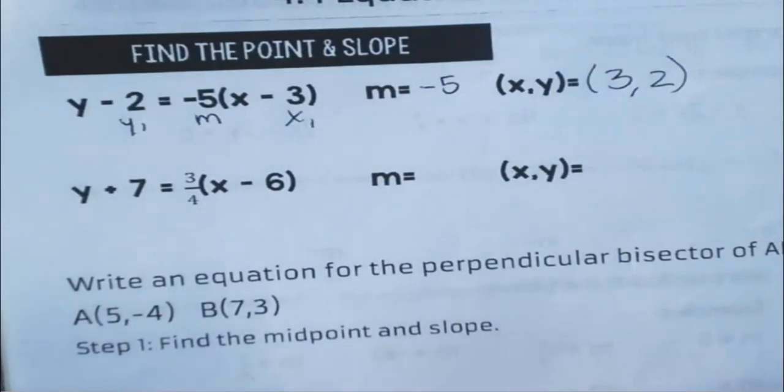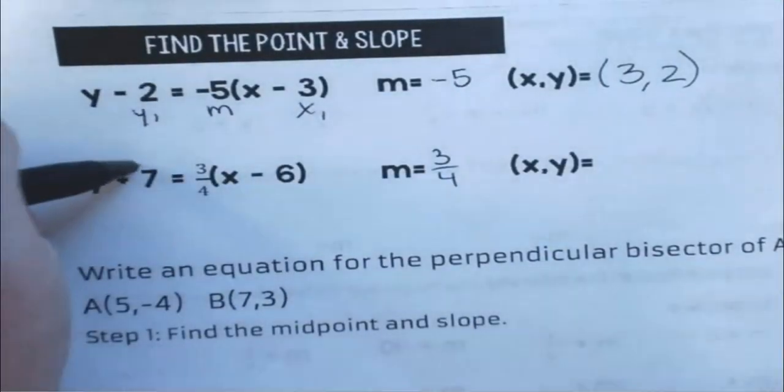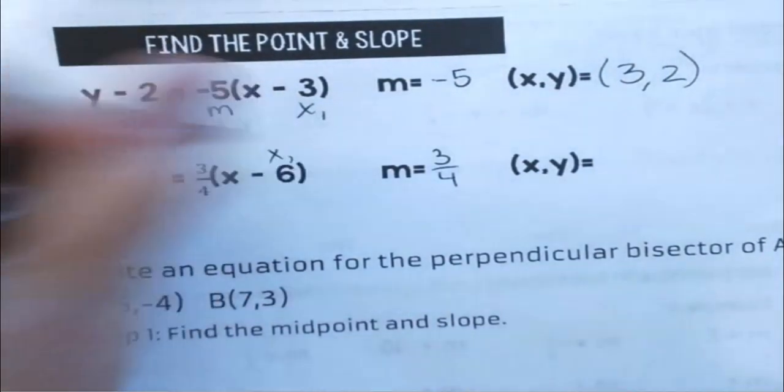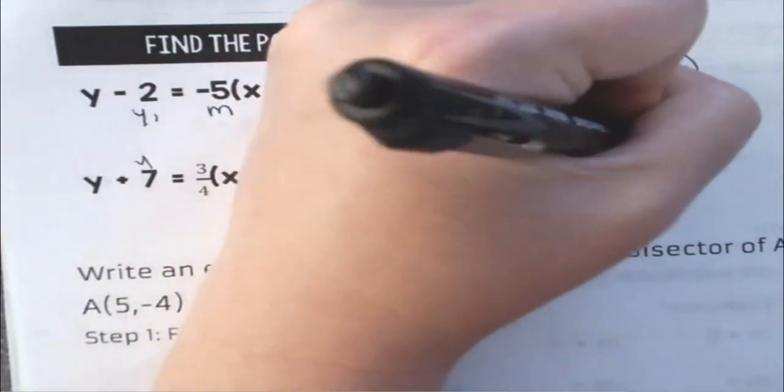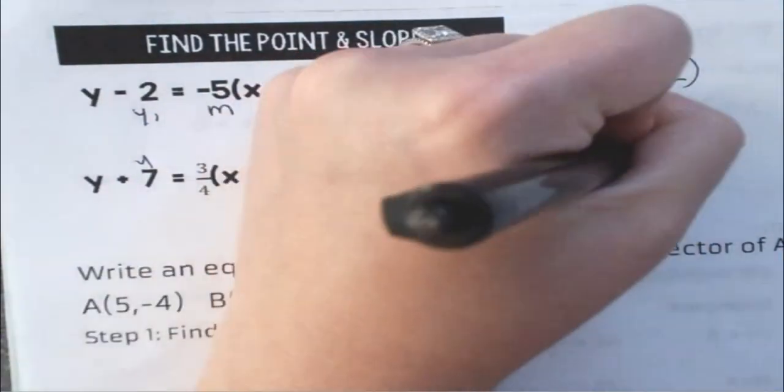And then slope down here, 3/4 for my slope. My y1 and my x1. y1 is going to be a -7. My x1 is going to be a +6.